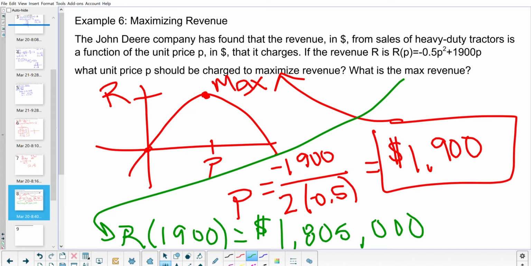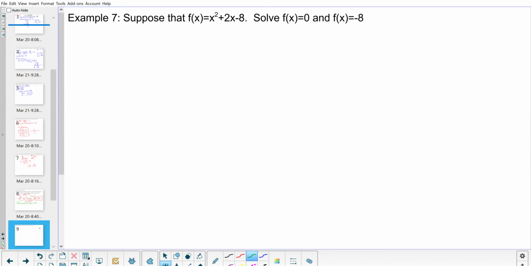Okay, 2 more examples, and they're shorter. So I give another quadratic here, and I ask for a few things. I first ask for part A. I want to know when f of x equals 0. So that means you're setting this equal to 0 and solving.